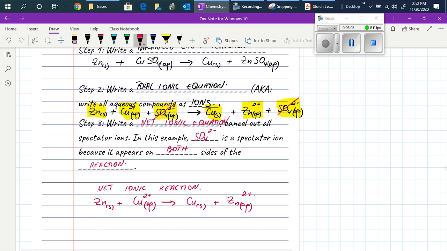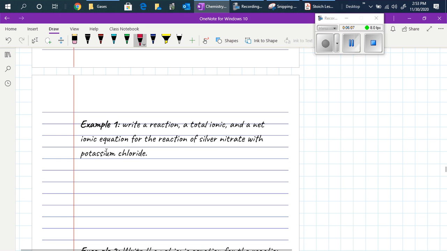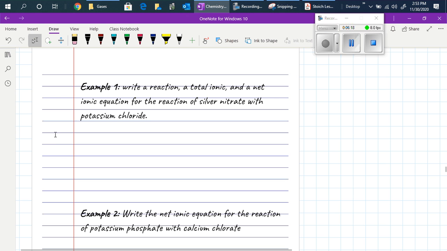Okay, so let's move on now to writing the total ionic and the net ionic for the reaction of silver nitrate with potassium chloride. Okay, so let's write a balanced chemical reaction first, a balanced chemical reaction.